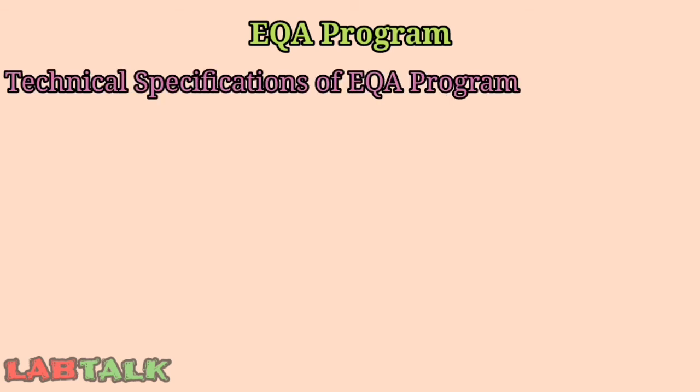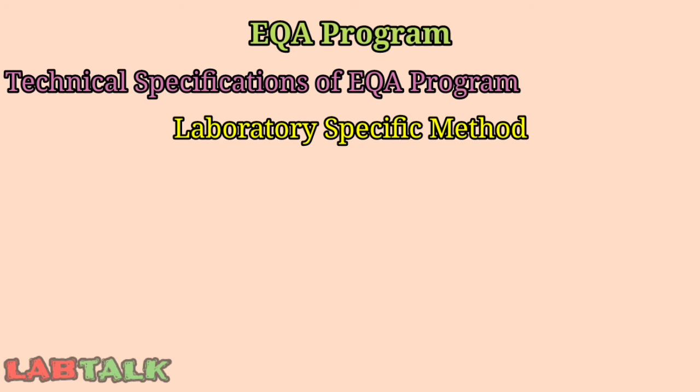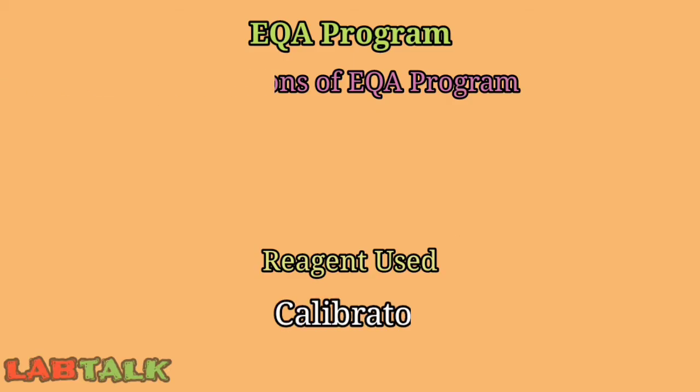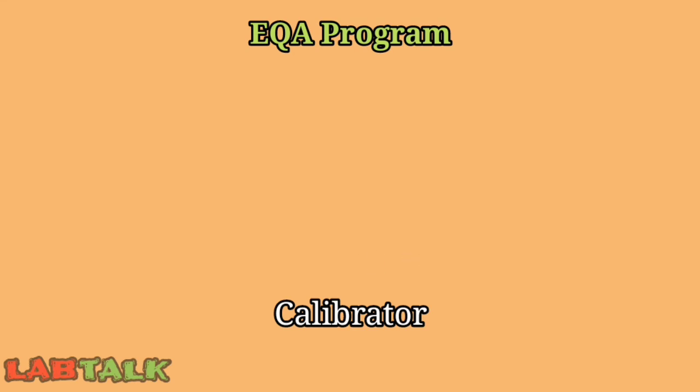Now, what are the important points when we choose an EQA program? The most important is availability. The EQA material should be readily available. The EQA agency or providing authority should have a good supply chain and should be able to supply the material within the time period at specific locations. The EQA agency should be able to describe the method being used in the laboratory. It involves the analytical principle, the instruments used, the reagents used by the laboratory, and the calibrator or standardization should be the same as the laboratory is using.